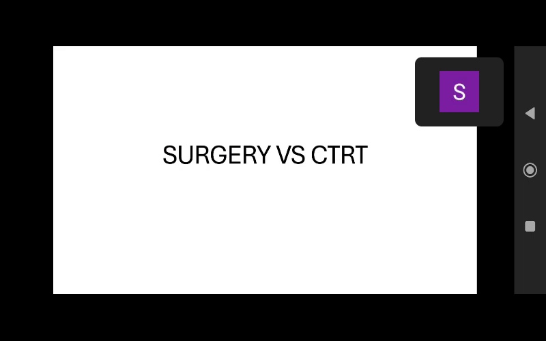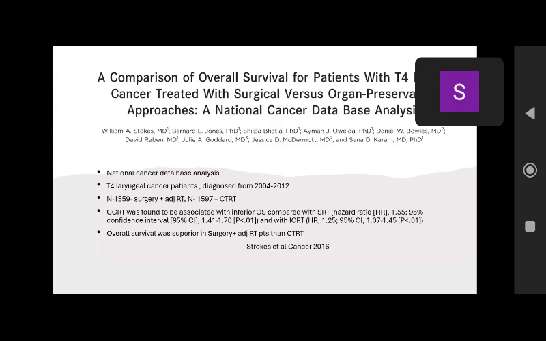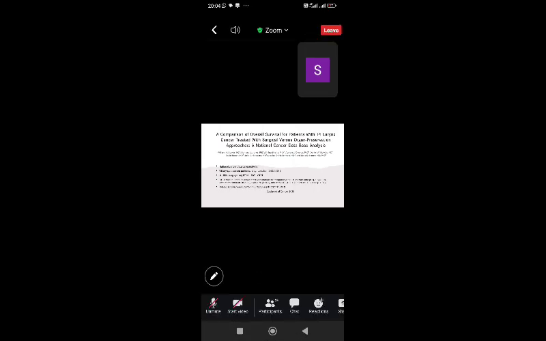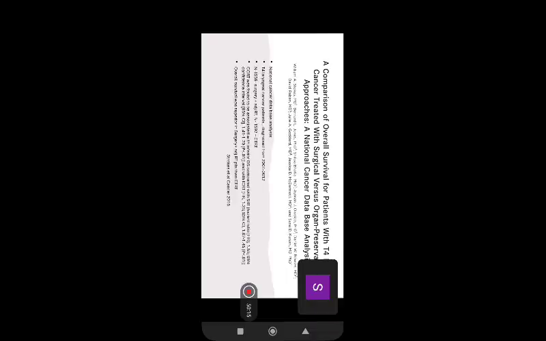So I will briefly describe a few evidences on why surgery should be done for a T4a larynx rather than organ preservation with CTRT. This is a study by Stokes, from a database of around 3,000 patients, 1,500 to each arm, from 2012. They clearly said that combining CTRT was associated with inferior overall survival compared with a single modality like RT alone. But overall survival is superior in surgery with adjuvant RT rather than CTRT.